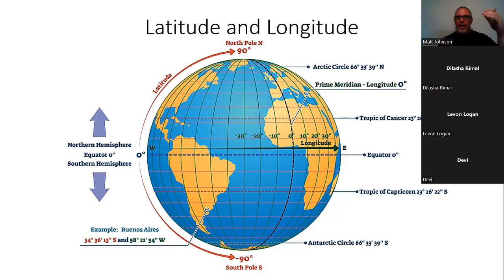So lines of longitude, I mentioned before, run up and down. They run the length of the planet. That's how you can kind of remember longitude versus latitude. Latitudinal lines run across the globe, okay?